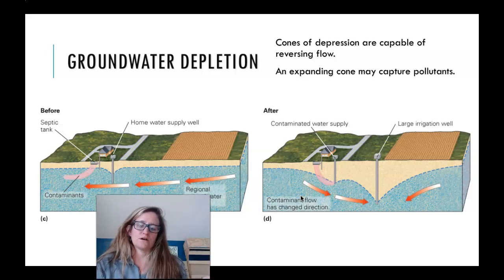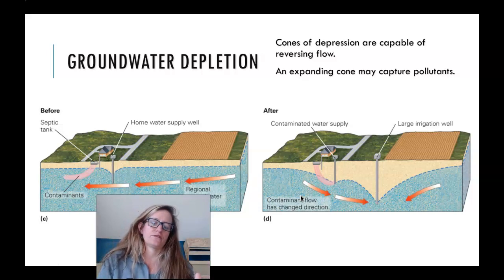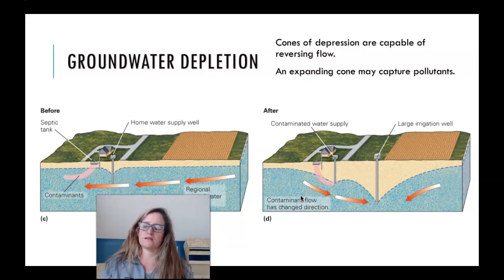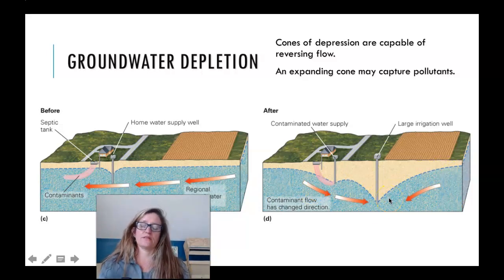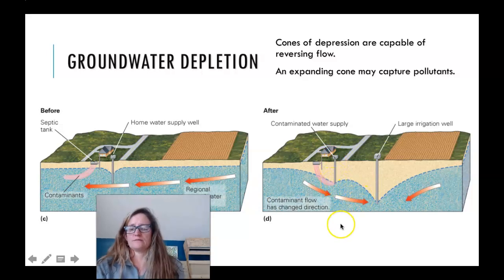A farm comes along, puts in an irrigation well, pumps the heck out of that aquifer. Now I have a cone of depression drawing the water down. It's a drawdown, creating a cone of depression. Because of that, the direction that the groundwater actually flows changes. So now the groundwater flow is carrying the waste from the septic field, the septic tank effluent, down to the home's drinking water well. All bad, bad, bad.